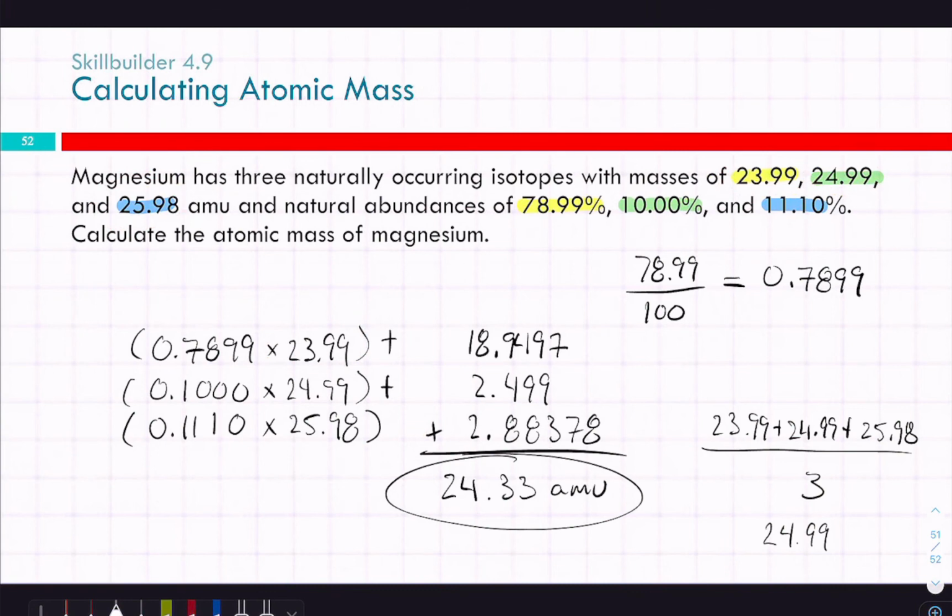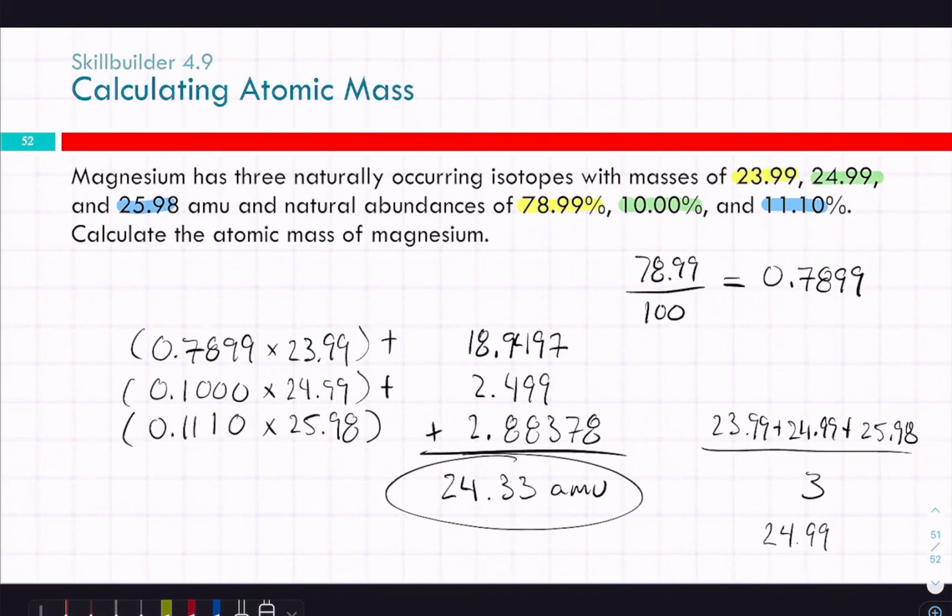Any more questions? This is the last slide of the chapter. So how do we know which one to divide by 100? Because I see the 23.99 goes to the 78.99, but you only divided the 78 by 100. You always divide, it's just the percentage that gets divided by 100.